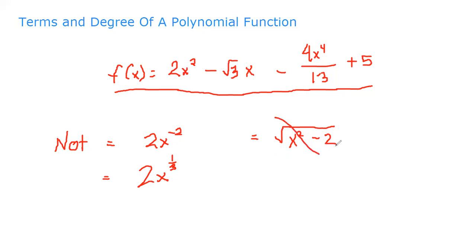When we have variables in the radical sign or the square root sign, that is not a polynomial. Even if it is x squared, right? It would become an exponent of 1 when we simplify. But because our variable is inside the square root sign, this is not a polynomial function, okay?